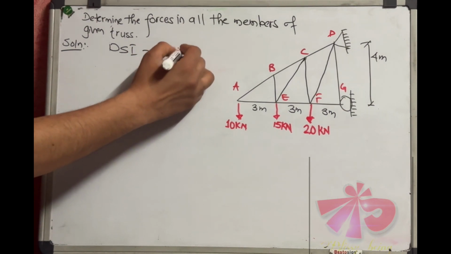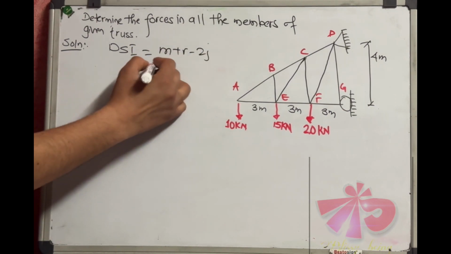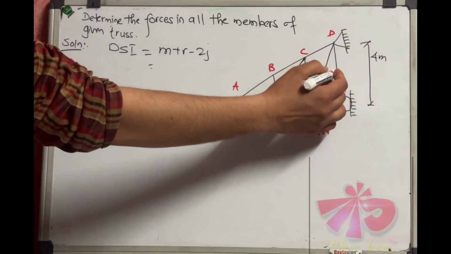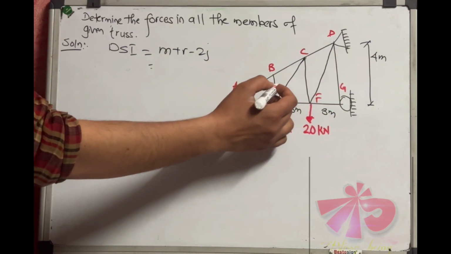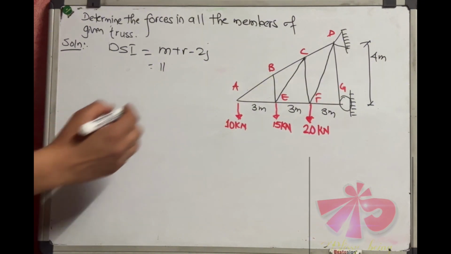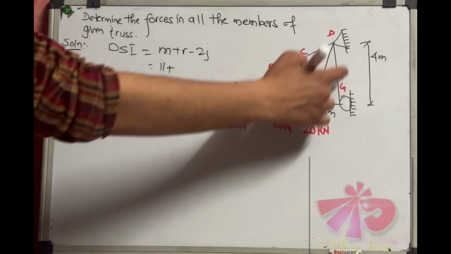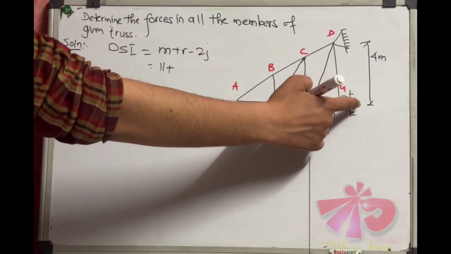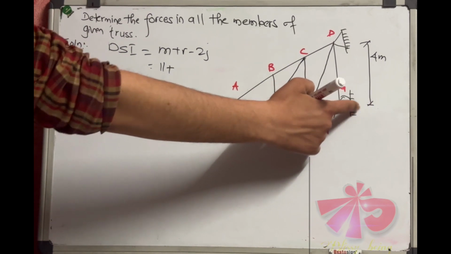That will be given by m plus r minus 2j, right? So what is the value of member? 1, 2, 3, 4, 5, 6, 7, 8, 9, 10, 11. So 11 members. Reactions are how many? This is a hinge support, this is a roller support. In the hinge support there are 2 unknown reactions, and in the roller support there is 1.